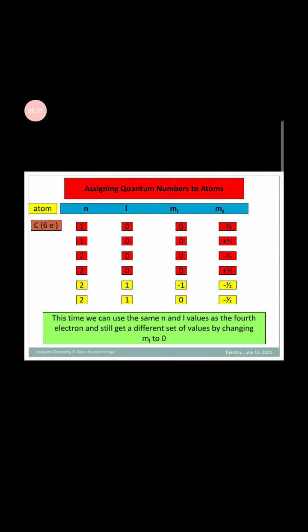Next, assigning the quantum numbers, taking the example of carbon, which has 6 electrons. The value of n is 1, 1, 2, 2, 2, 2. The value of l is 0, 0, 0, 0, 1, 1. The value of ml is 0, 0, 0, 0, minus 1, 0. The ms is minus half, plus half, minus half, plus half, minus half, minus half. This time we can use the same n and l values as the fifth electron and still get a different set of values by changing ml to 0.